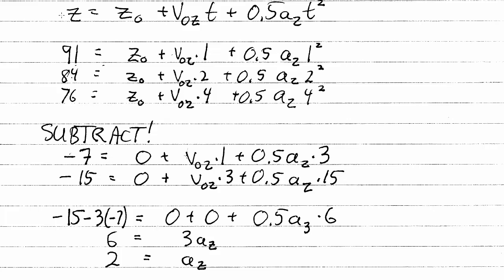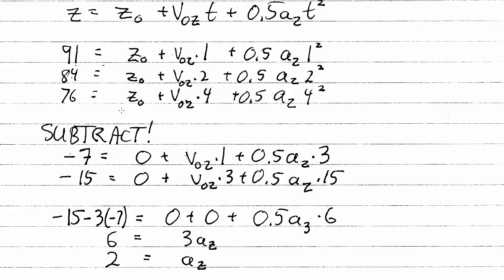The altitudes are z, which is some function of time, and we replace time with its three values, namely 1, 2, and 4. So we now have three equations in three unknowns. The three unknowns are the constants of integration z0 and v0z, and the vertical acceleration a sub z. How do we solve these equations? There is one and only one highly efficient procedure for solution, and that highly efficient procedure is subtraction.